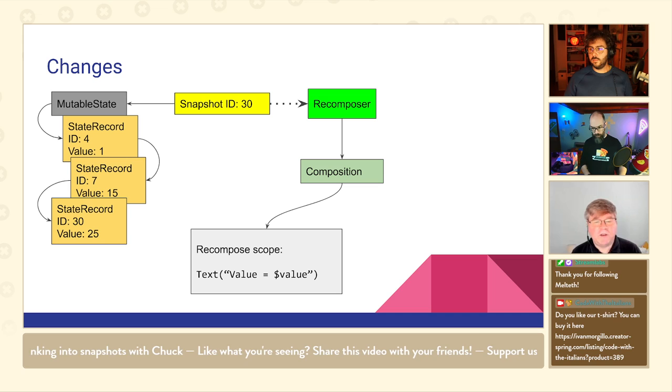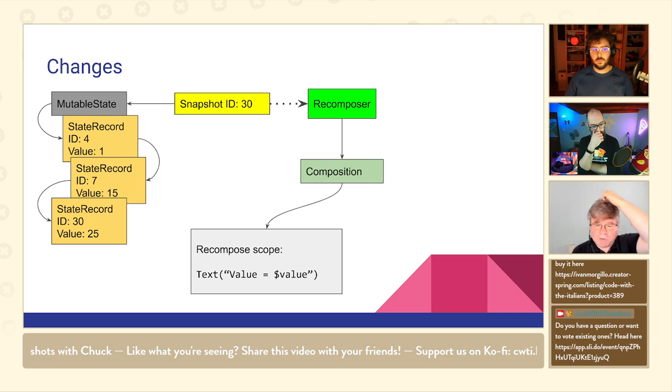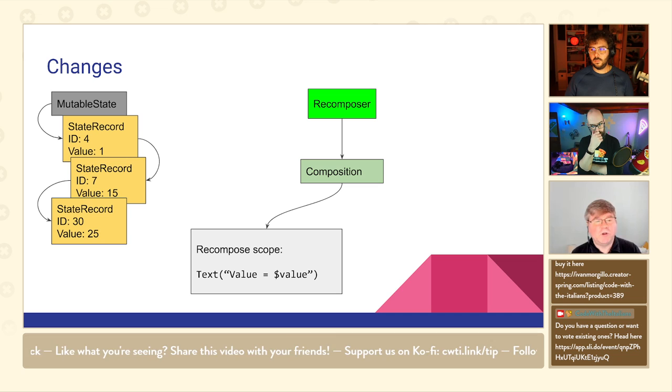And then the final step is when that's all done, you can click the final thing, and what happens is that the snapshot goes away. It's completely gone. There's no reference from the snapshot system's perspective back to the mutable state object. That mutable state object is forgotten essentially by the snapshot system until you change it. And that's an important concept.